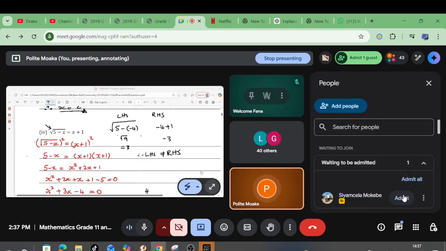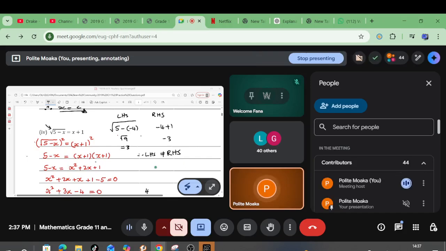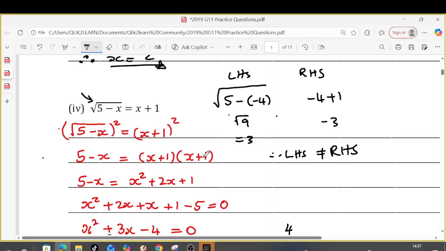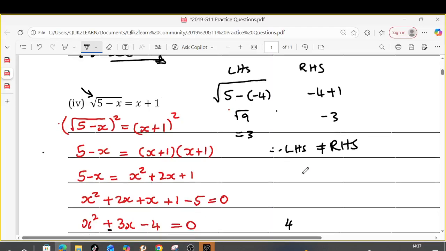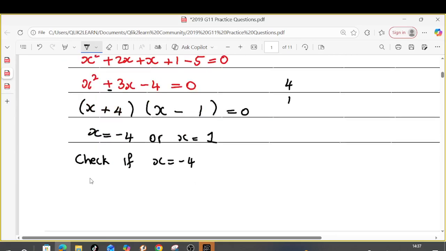So left hand side is not equal to right hand side. What's next? We need to check the other side, okay? So when we check, we're going to say we reject. x must not be equal to minus 4. Make sure that you reject your answer.